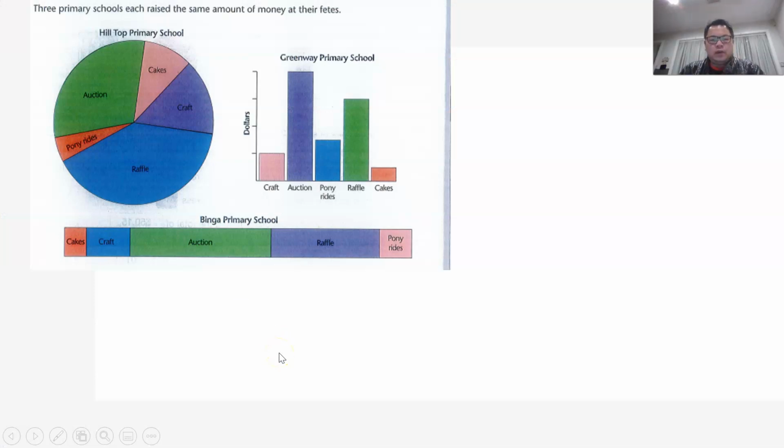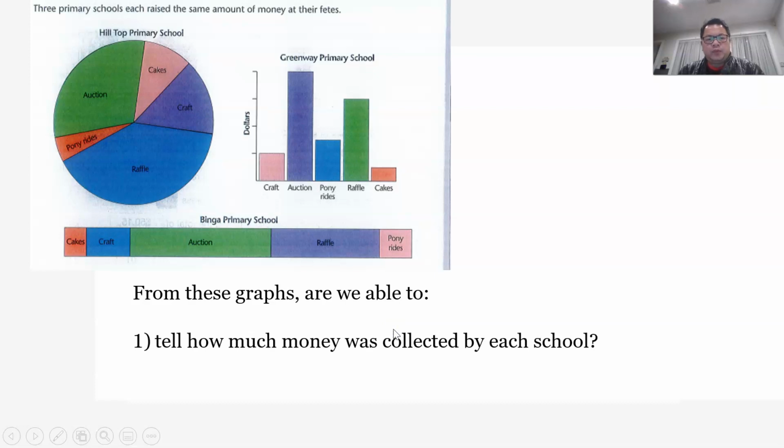Okay, on page 112, you're given a diagram, which has information for Hilltop Primary, Greenway Primary, and Binga Primary. So, a few questions I'd like to ask you. Okay, you may want to ponder over it. From this graph, are we able to tell how much money was collected by each school? So it's meant to be like a fundraising event. And are we able to know how much is being collected by each of the schools? Okay, I'll leave it for you to answer.